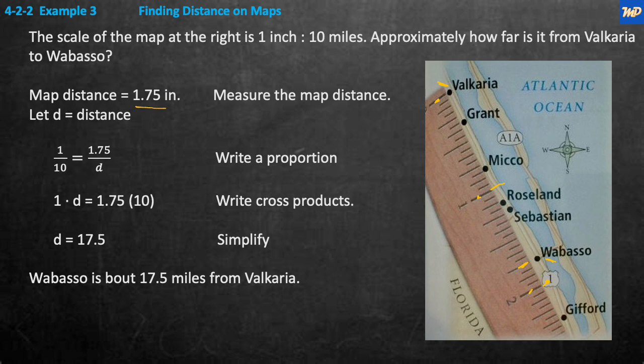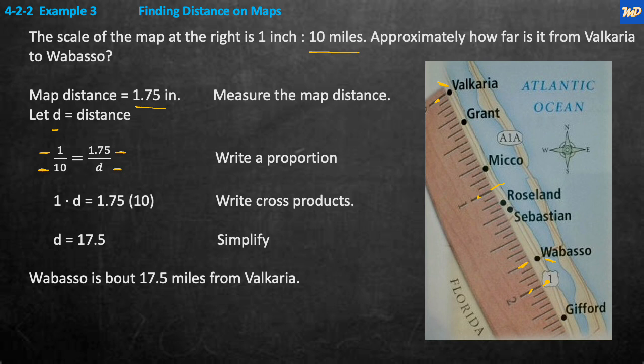And we're going to let D equal the distance. How far is that? We know that it's 1.75 inches. Well, how many miles is that? What do we know? We know that it's 10 miles per every inch. So let's draw this proportion out. 1 inch is to 10 miles, as 1.75 inches is to D miles. We don't know how many miles.